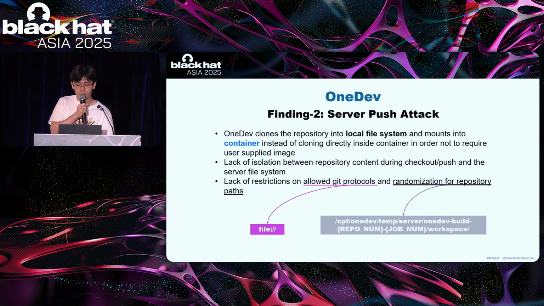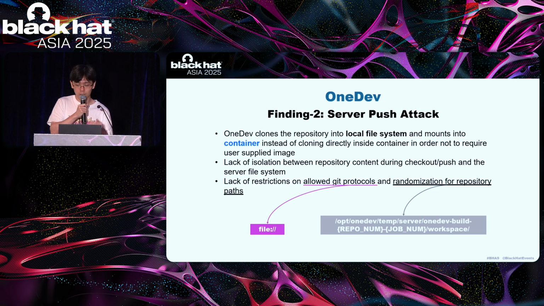The second discovery is that OneDev is also vulnerable to the server push attack we just mentioned for Bamboo. That's because OneDev clones the repository into the local file system and mounts it into the container that it uses for CI tasks. So instead of cloning directly into the container, it clones to the local file system and mounts it. That's because it does not require user-supplied images.